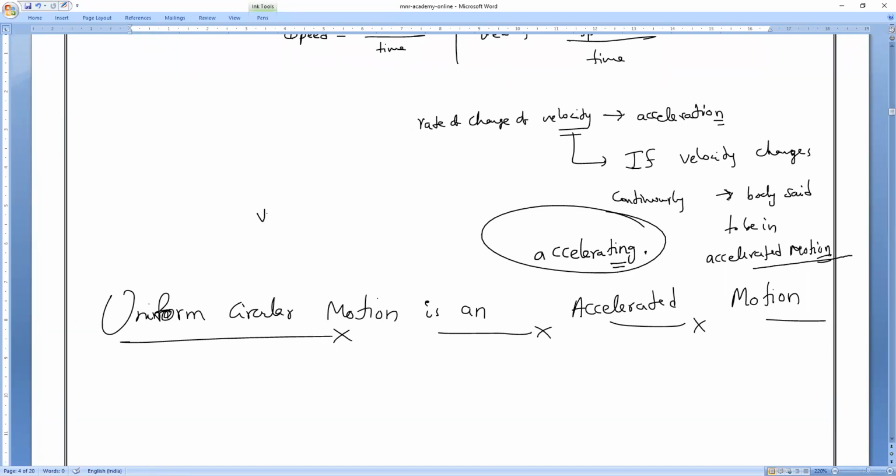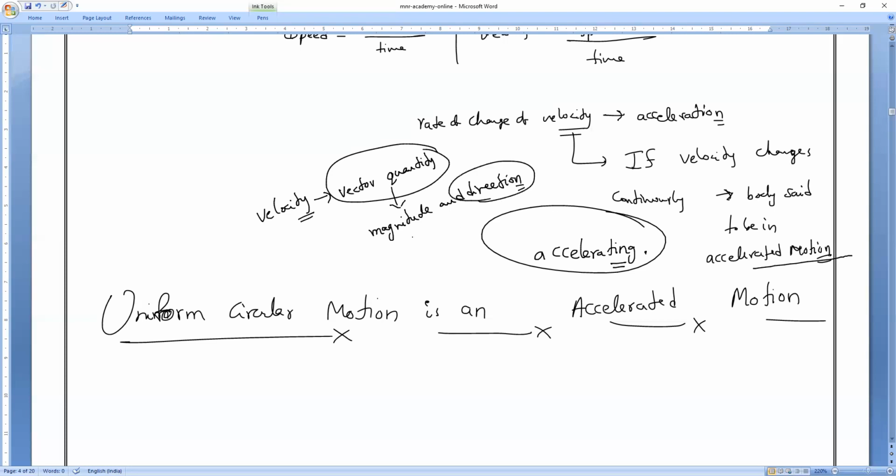Now, first of all, tell me: velocity, is it a vector quantity or a scalar quantity? It is a vector quantity, because it has both magnitude and direction. So that is why it is called a vector quantity. Now, the velocity of the body can be changed either by changing the magnitude or by changing the direction. Yes or no? Will you accept it?